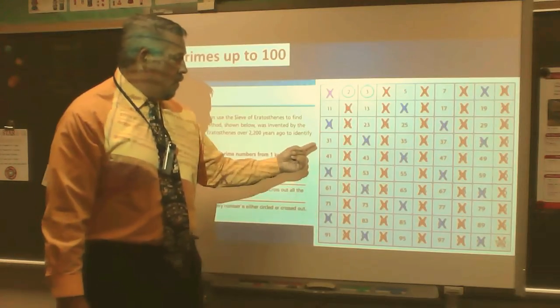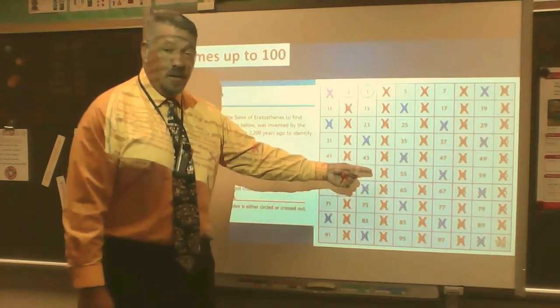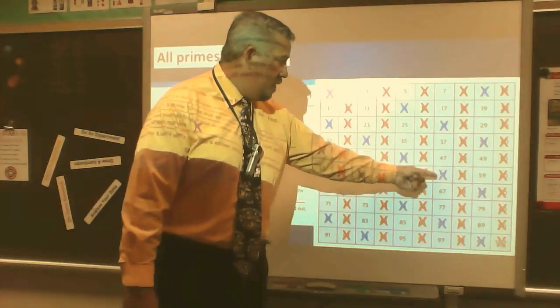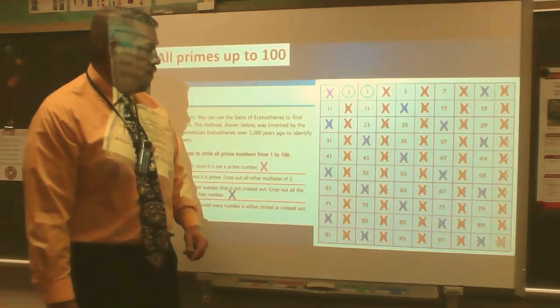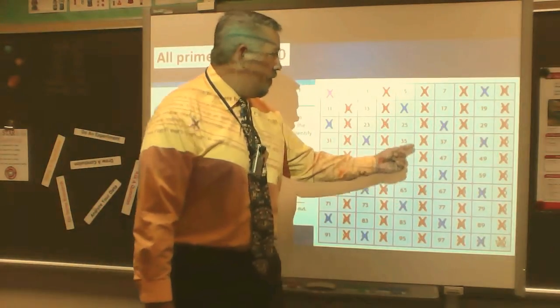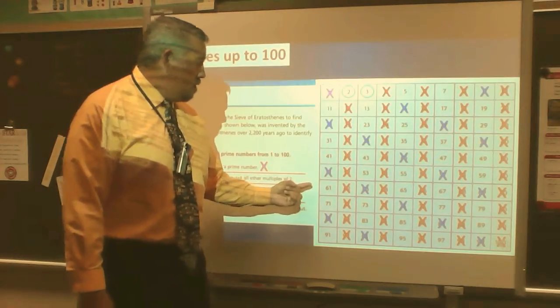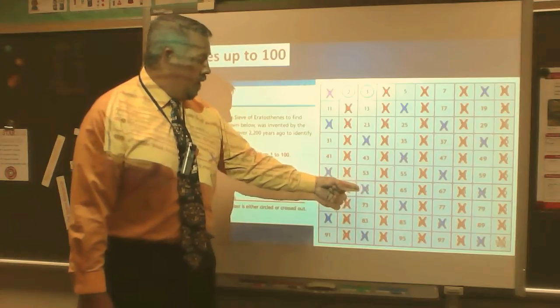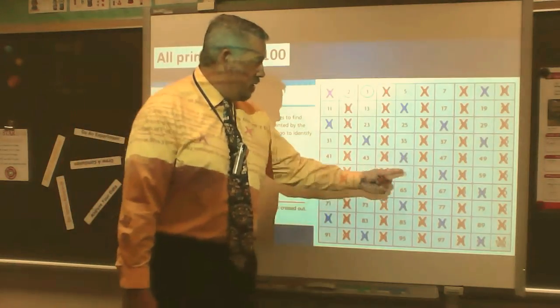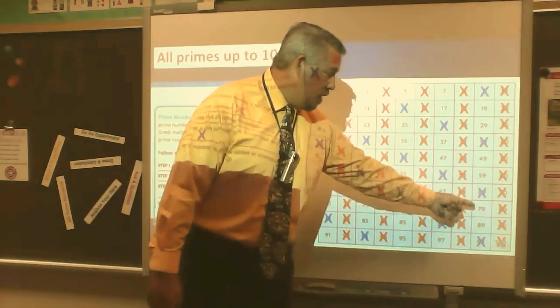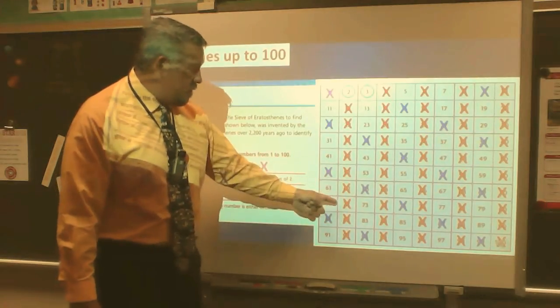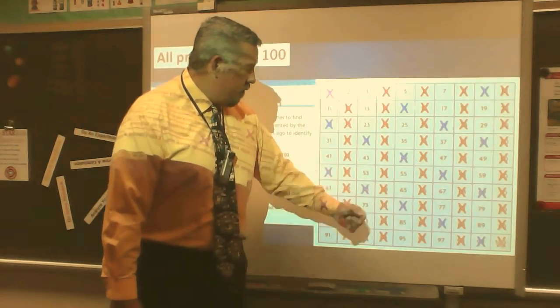From 51, going over 3, 54, it's done. So I'm going to 57 and I cross it out. From 57 over 3 takes me to 60. It's already done. So I'm going to go to 63 and cross it out. 66 is done, cross out 69. 72 is done, cross out 75.